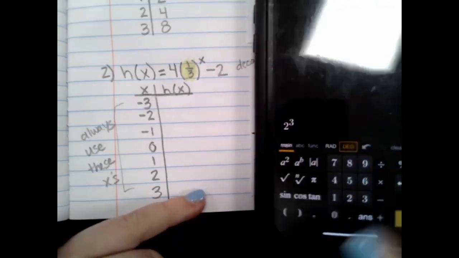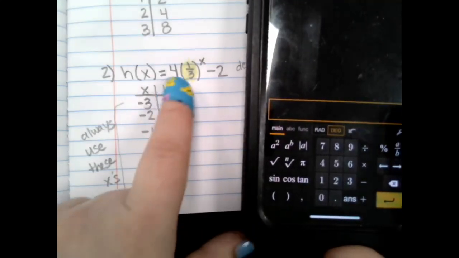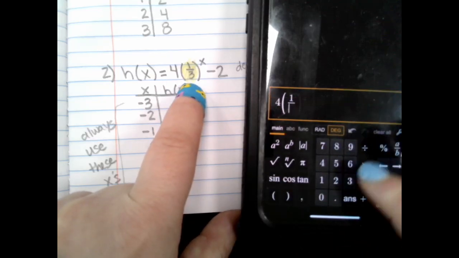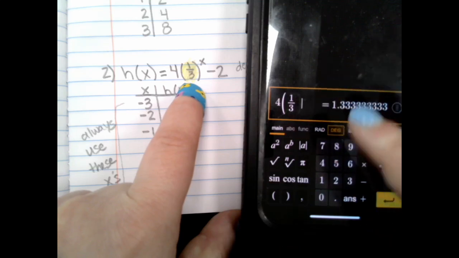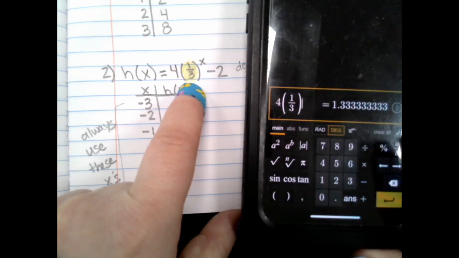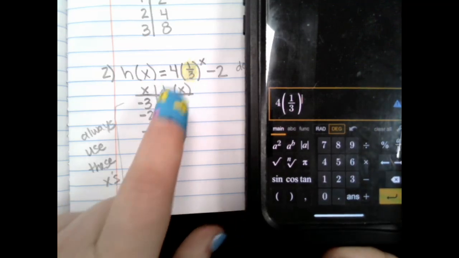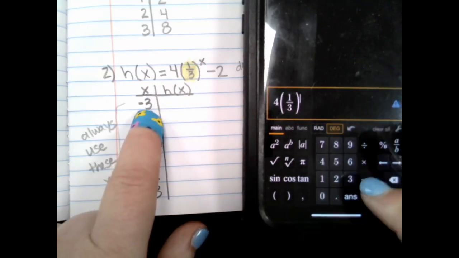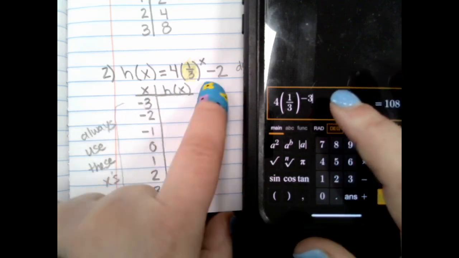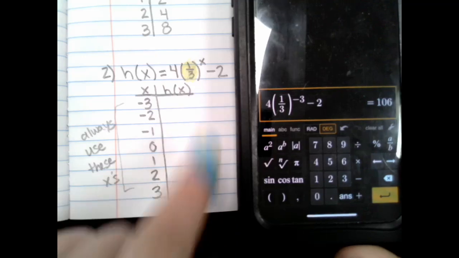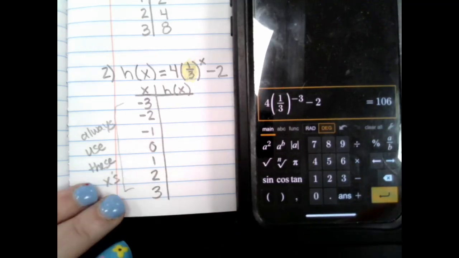Okay, now we're going to use our calculator for that input-output. So I'm going to type in 4, parenthesis, 1/3. I'm going to make sure my parenthesis goes on the outside completely. Then we're going to have an exponent. What's our first exponent we'll put in? -3. And then off to the side, we have a -2. Okay, so our first output is 106.